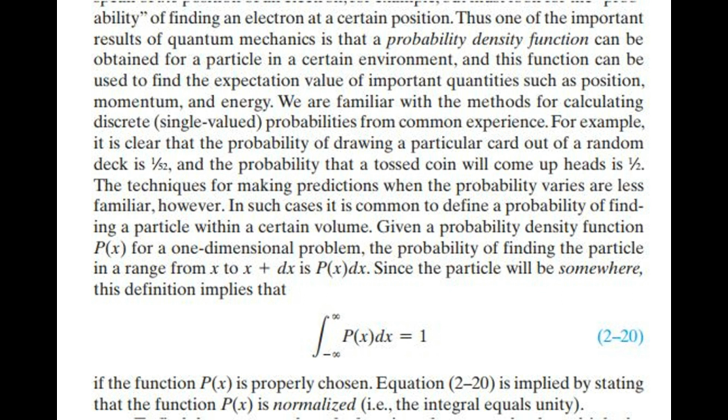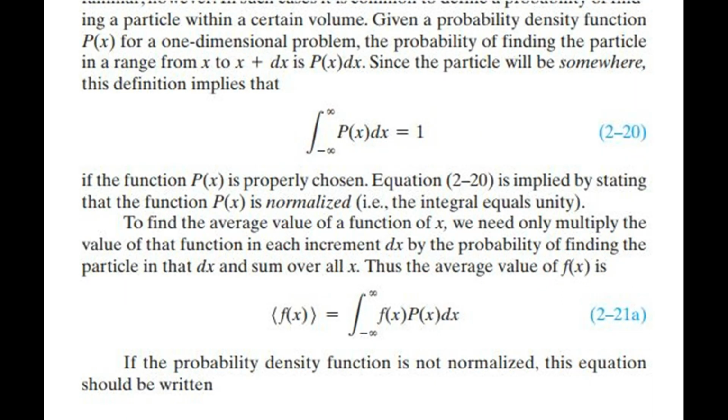Since the particle will be somewhere, this definition implies that, if the function P(x) is properly chosen, Equation 2-20 is implied by stating that the function P(x) is normalized, i.e., the integral equals unity. To find the average value of a function of x, we need only multiply the value of that function in each increment dx by the probability of finding the particle in that dx and sum over all x. Thus the average value of f(x) is given by the integral. If the probability density function is not normalized, this equation should be written differently.